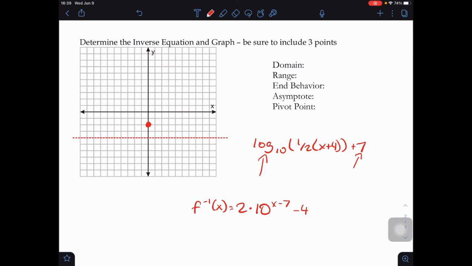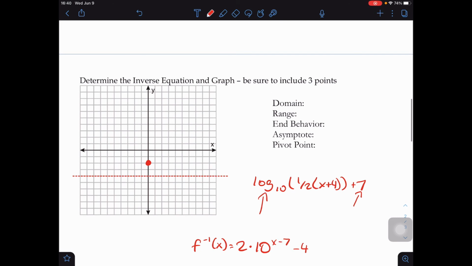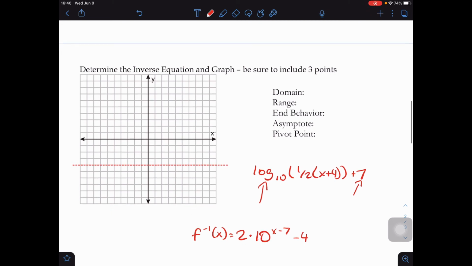Then we can try out some more values. Whoops, actually, I'm not doing this right. It would have to be x equals 7. And 7 minus 7 is 0. 10 to the 0 power is 1. 1 times 2 is 2. 2 minus 4 is negative 2. So it would be 7 and negative 2, not 0 and negative 2. Let's fix that. It would look like that.